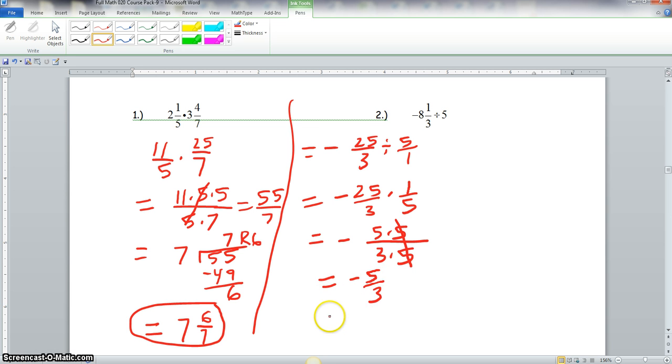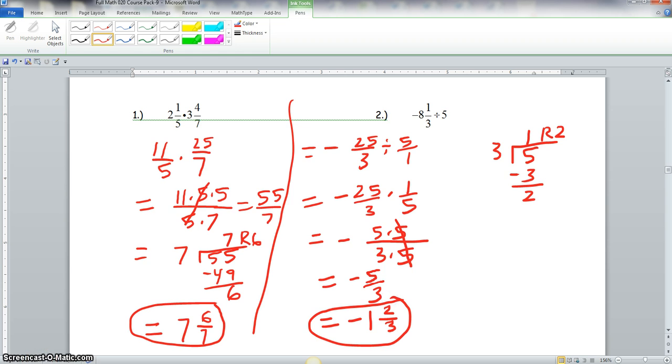Now, we already know that our final answer is going to be negative, but we need to go off to the side and take 3 into 5. 3 goes into 5 once, so we have 5 minus 3, which is 2, and we have a remainder of 2. Now, our lead number here would be negative 1. Our denominator will stay 3, and our numerator is the remainder. So it's a negative 1 2/3.